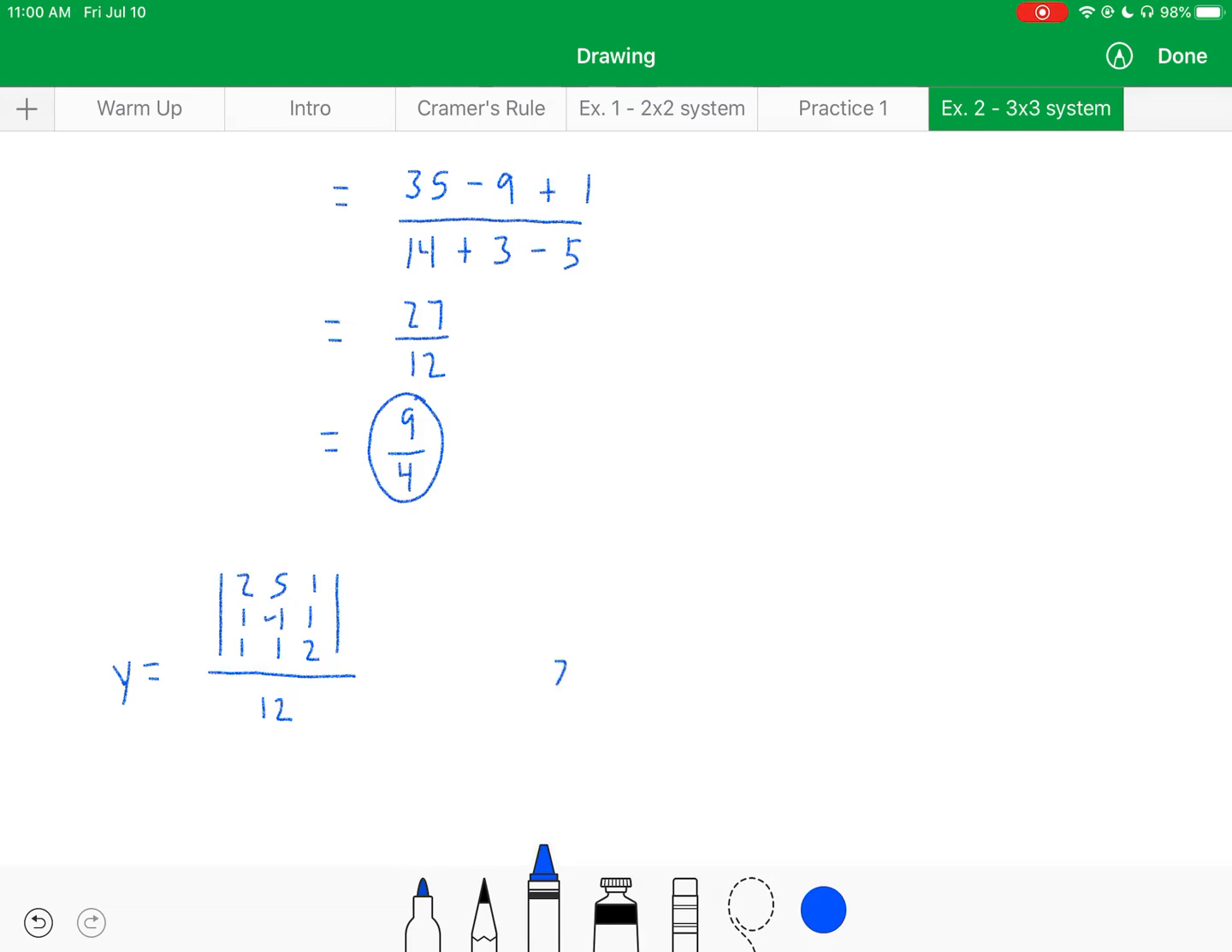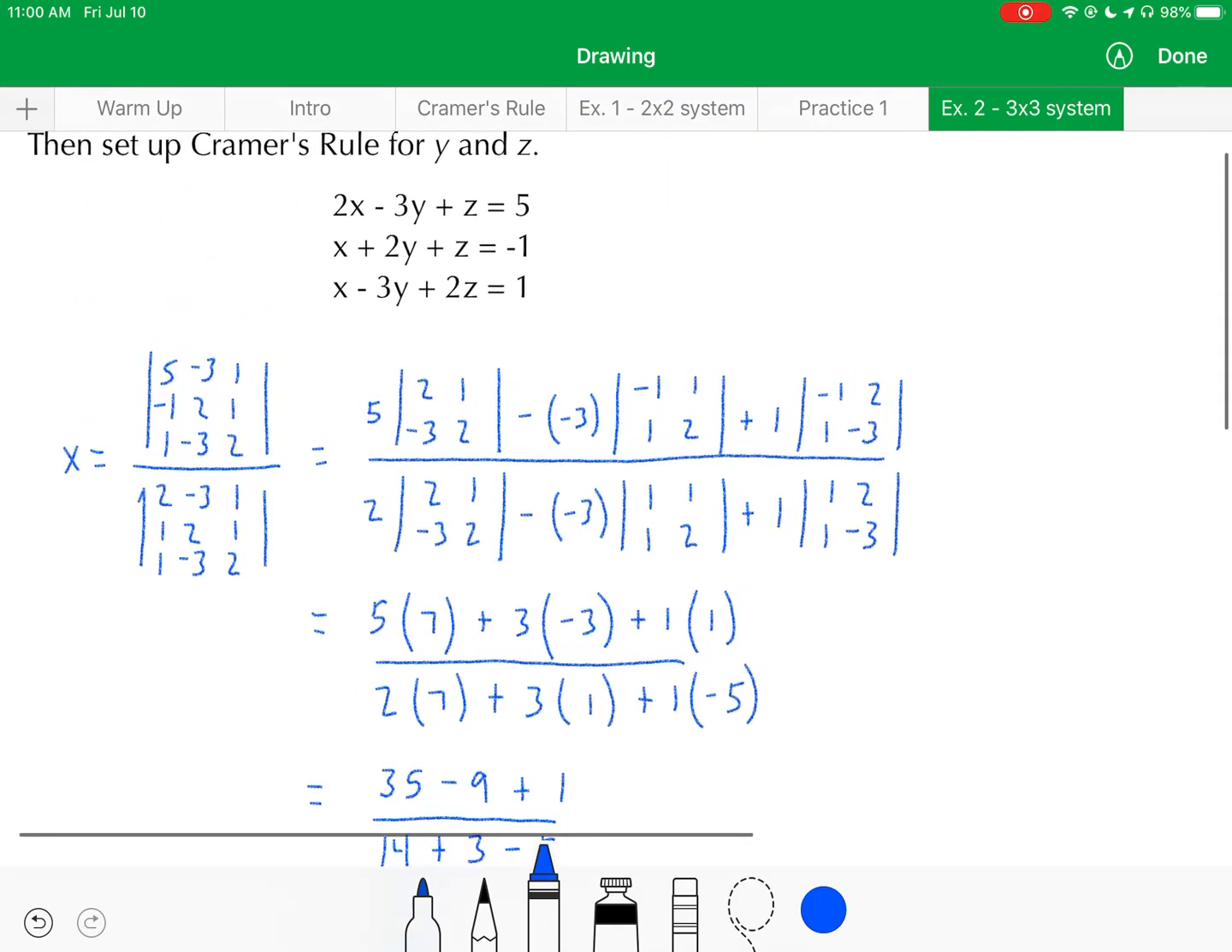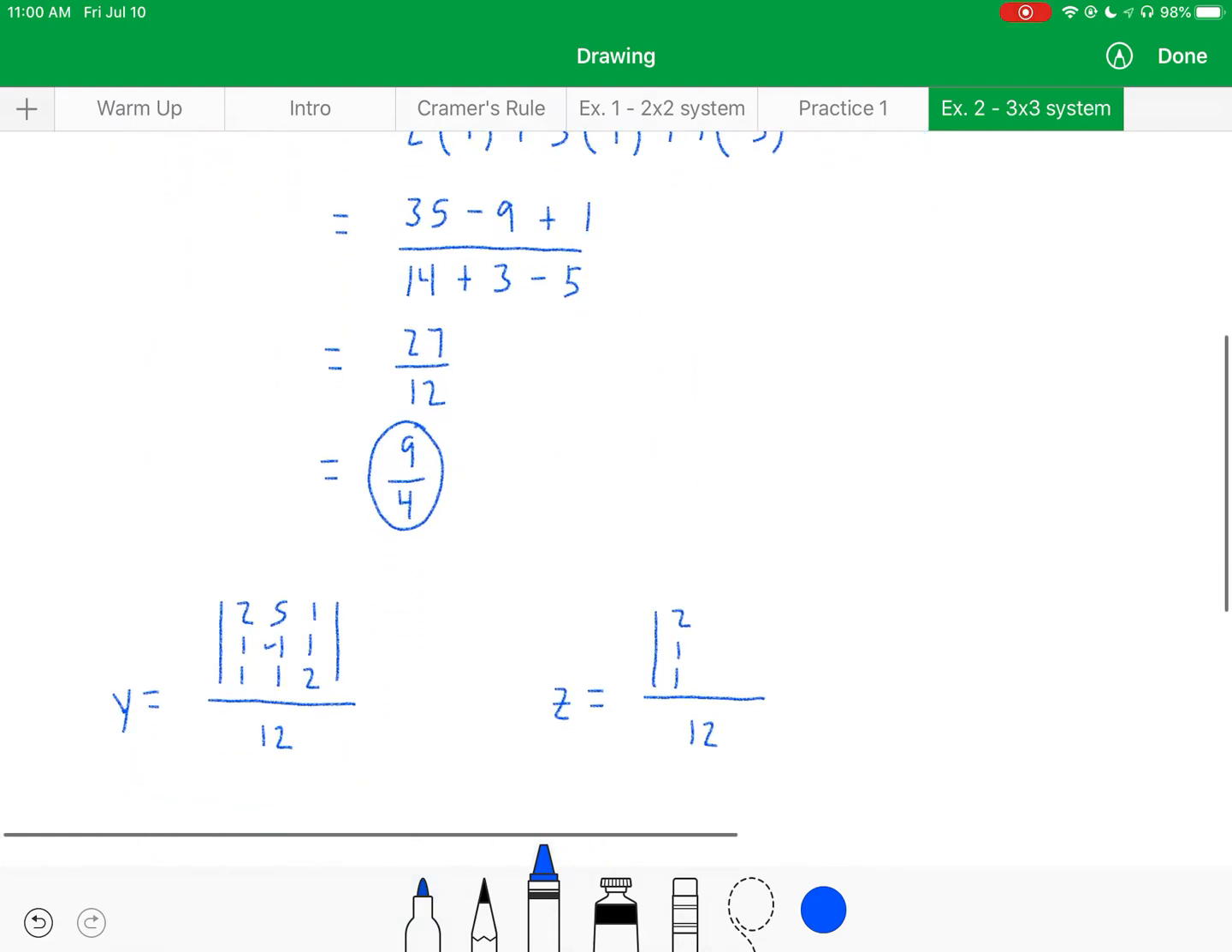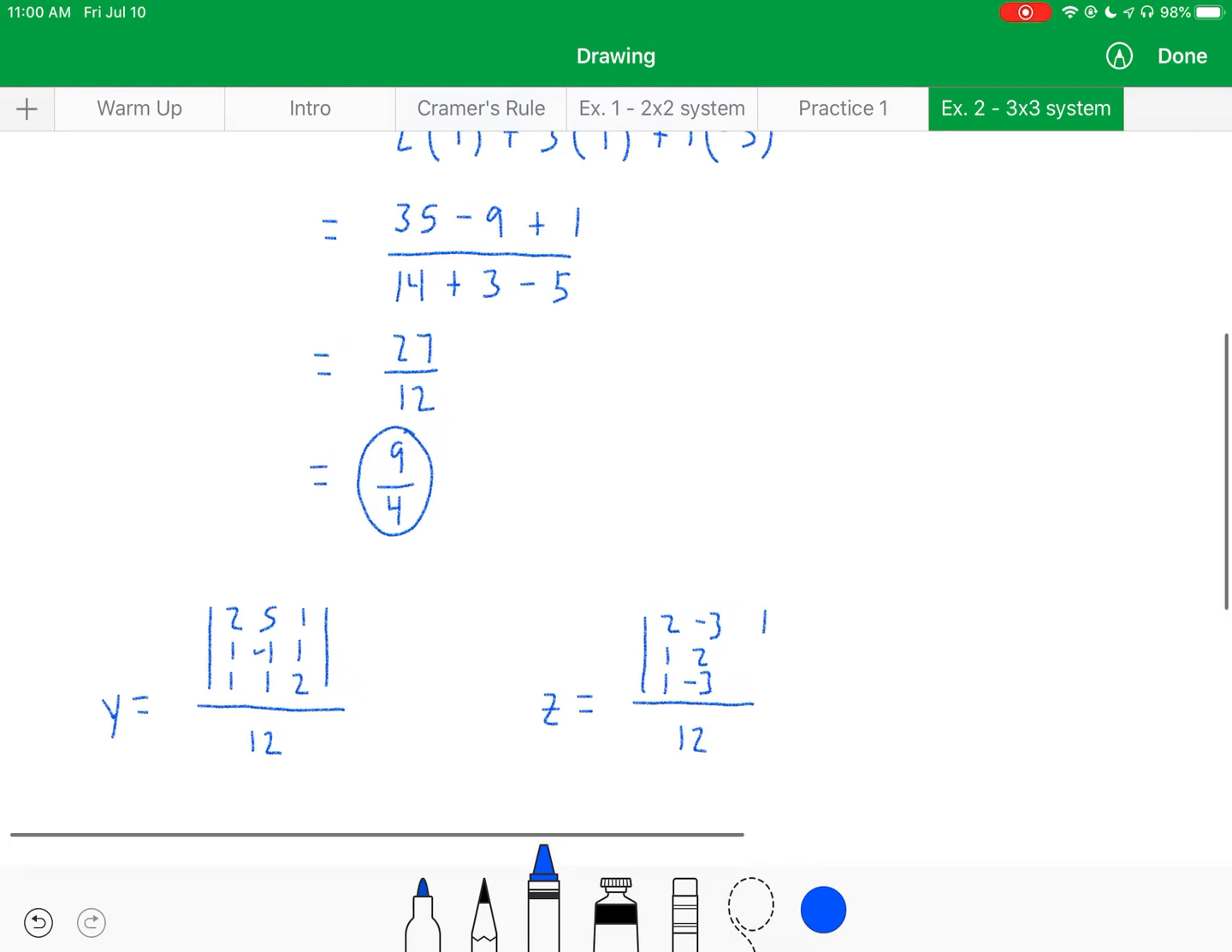And then for z, same thing for the denominator. We know it's going to be 12. And then the numerator, the first column will be 2, 1, 1, which is, again, the coefficients from x. The second column, the middle column, would be the coefficients from y, which are -3, 2, and -3. And then your final column would be, instead of the coefficients from z, they would be the constants. So 5, -1, and 1.